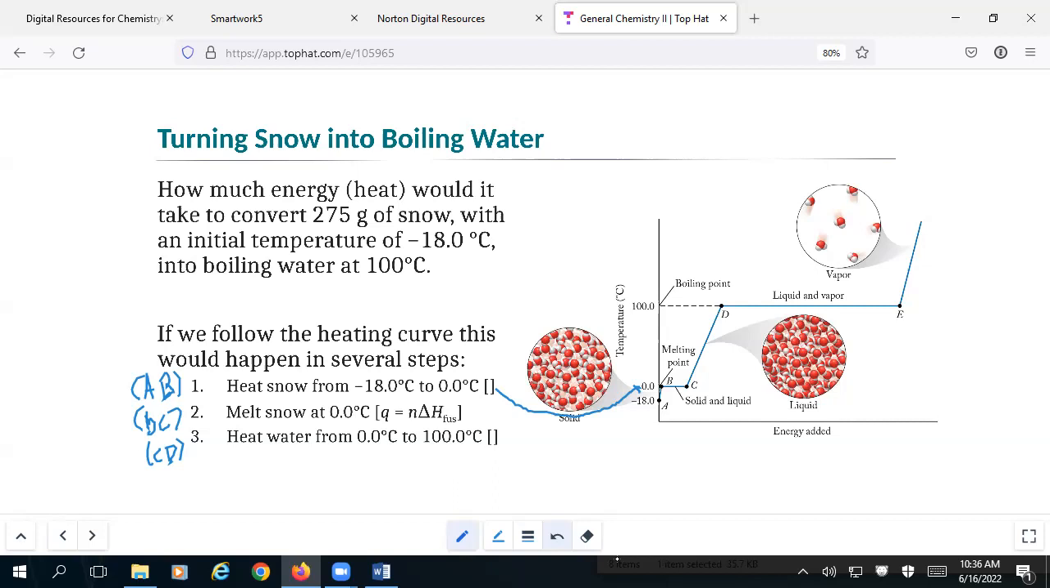Now, we've already talked about that middle stage. Phase changes can be governed by their heat of fusion, if it's solid to liquid, or heat of vaporization, if it's liquid to gas. What about these stages that don't have phase changes? How do we calculate the heat generated or the heat that has to go in to the system there?